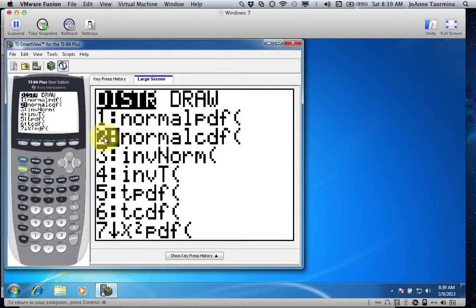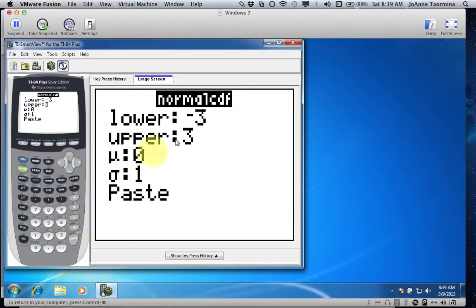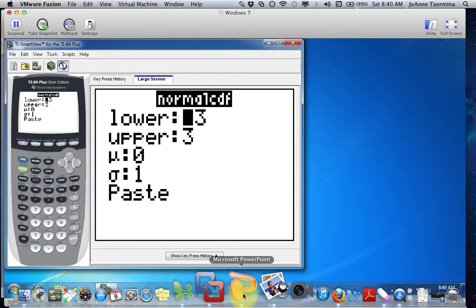So you go down to number 2 and you hit enter. And now you're asked for a lower z-score and upper z-score. You'll leave mean at 0 and standard deviation at 1 and then paste. So let me go back to our PowerPoint.